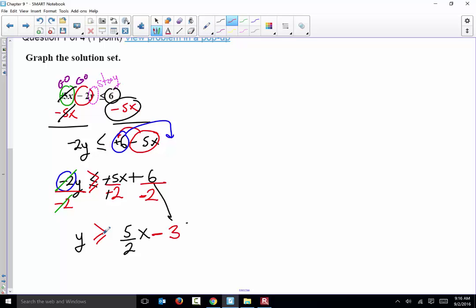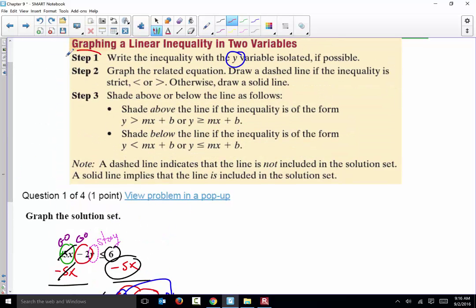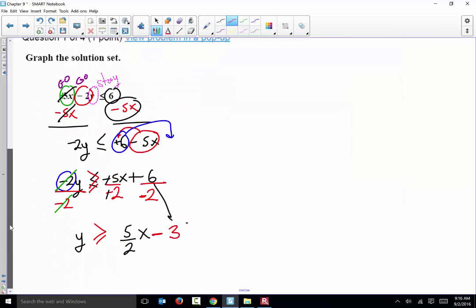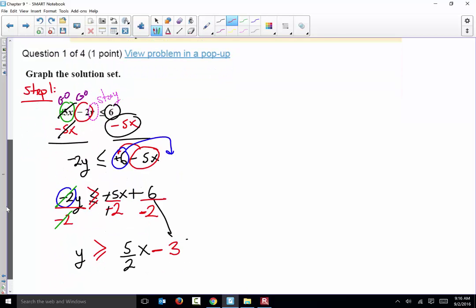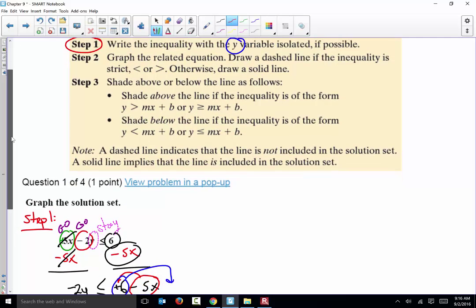Perfect. Now we are on track. What was step 1 again? We need to write the inequality with y variable isolated, alone. Do you see y alone? Step 1 is over. Step 1 over. We can go for step 2.